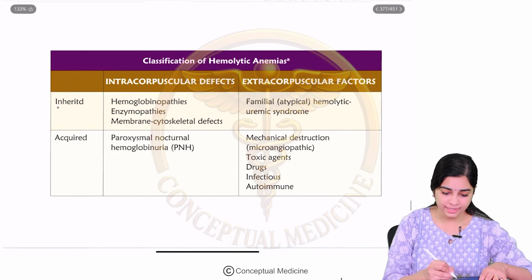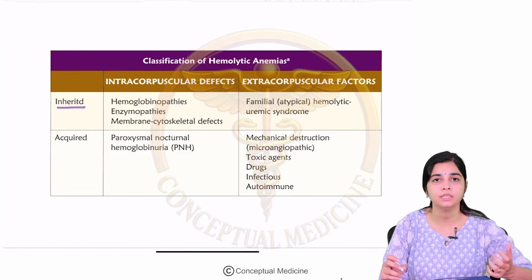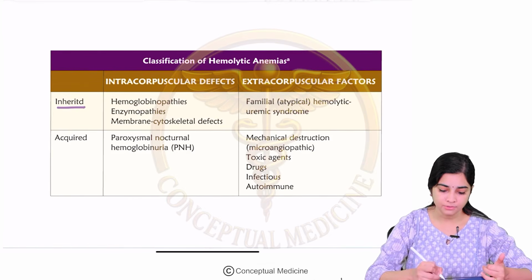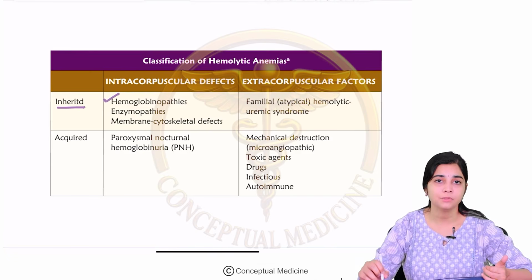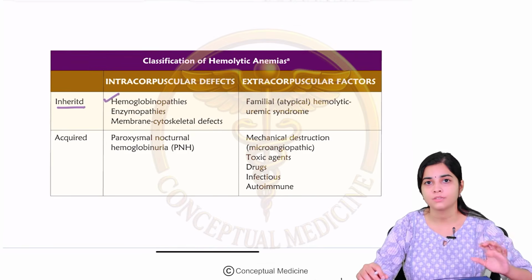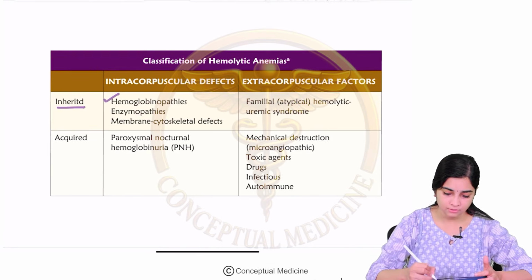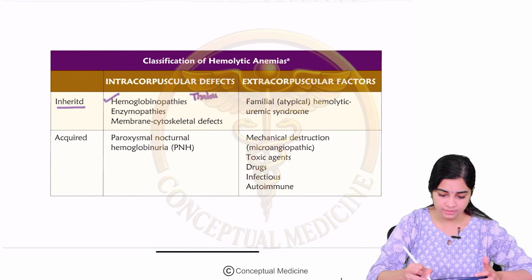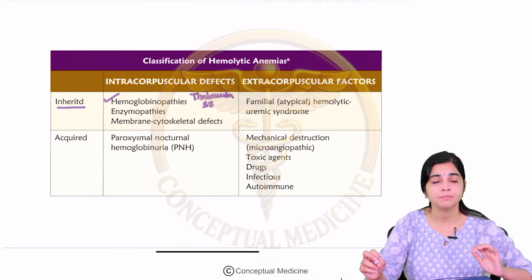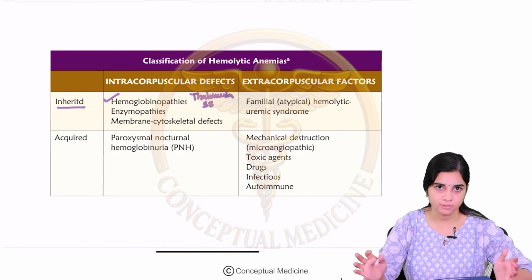Whenever you look at inherited hemolytic anemias, that means it occurs due to a genetic defect with the RBC. This can be due to hemoglobinopathies. So, what do you mean by hemoglobinopathies? Hemoglobinopathy means a disorder which affects the hemoglobin synthesis. Examples of hemoglobinopathies include thalassemia and sickle cell anemia, which are problems with the hemoglobin production or hemoglobin chains.